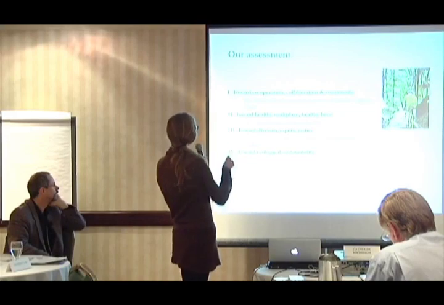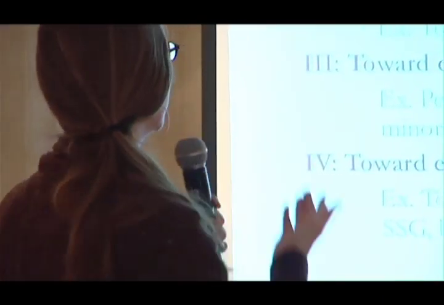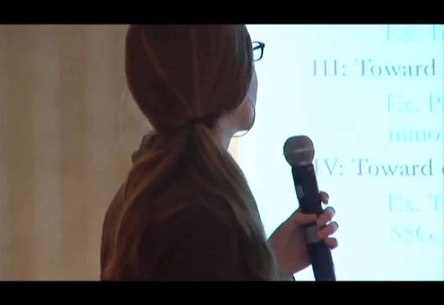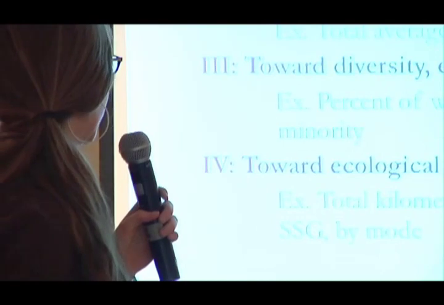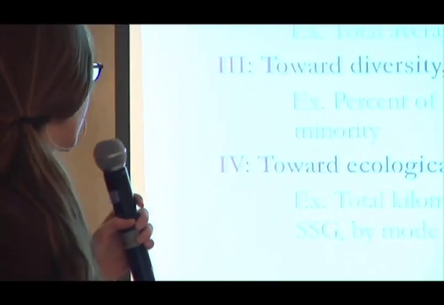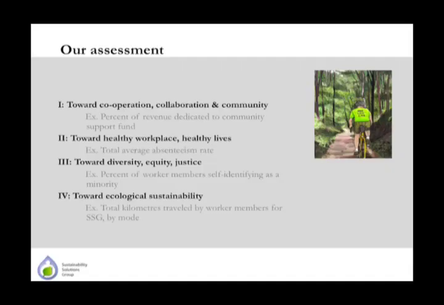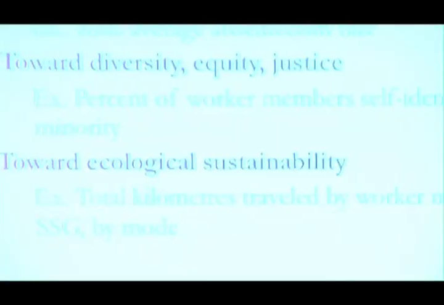Then our second chapter is toward healthy workplace, healthy lives. One example is total average absenteeism rate. And then we have toward diversity, equity, and justice. We have an online survey that we use to measure this indicator, which is the percentage of worker members self-identifying as a minority. And then the 4th chapter is toward ecological sustainability.